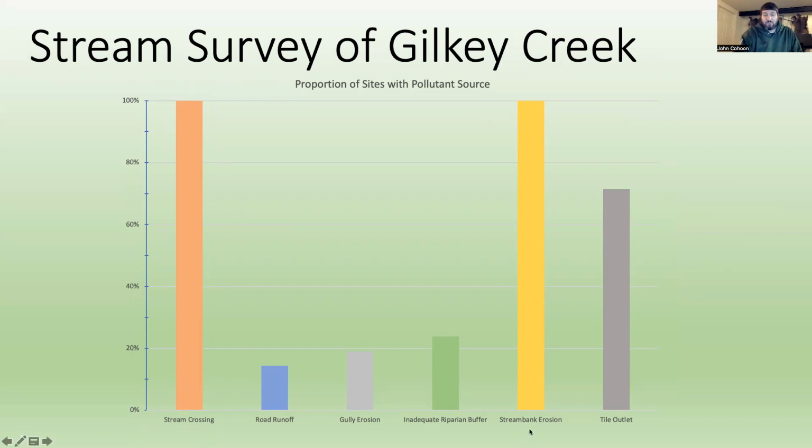But with that being said, stream bank erosion was found at every single site, and we do suspect it is rather ubiquitous throughout Gilkey Creek, at least in the areas that we surveyed. Also to note, tile outlets were very common at most sites, and then less common, but still notable, there were a lot of spaces that did not have adequate riparian buffers. And then there were also a few sites that experienced gully erosion, and we had a couple areas that were potentially impacted by road runoff. But we'll get into the finer points of that all here in just a moment.